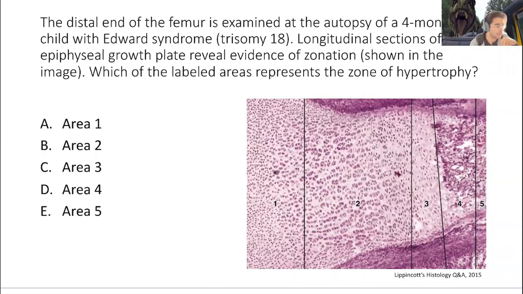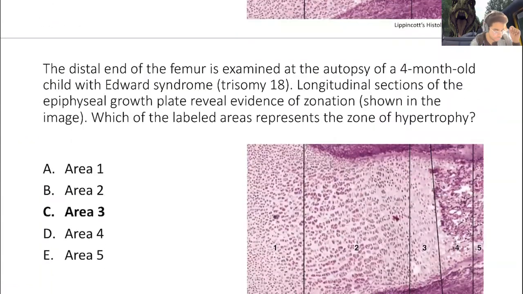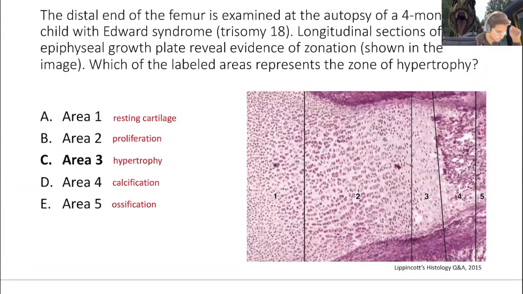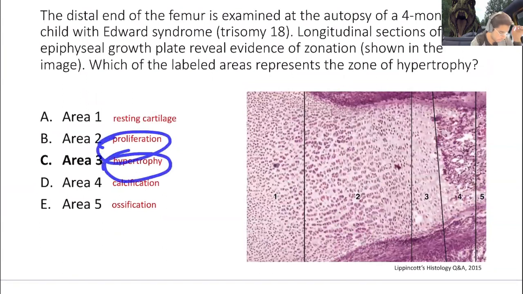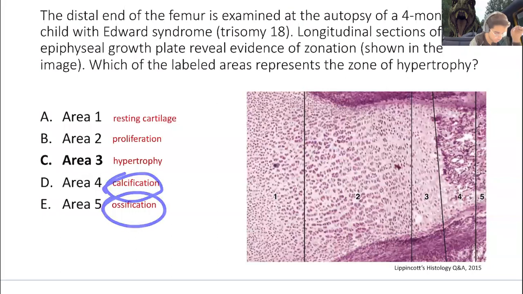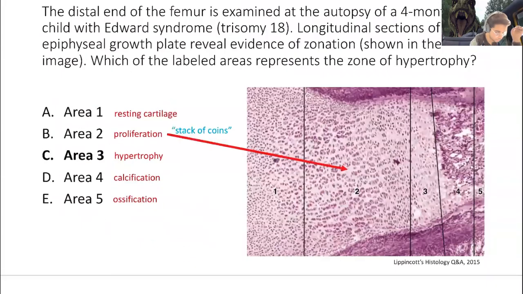So this is the zone of proliferation. That's why you're seeing a whole bunch of it. This is the zone of hypertrophy. You guys see how the cells have kind of elongated, right? Okay. There it is: proliferation, hypertrophy. 4 is calcification, 5 is ossification. Proliferation, buzzword, stack of coins. Gotta know that cold.